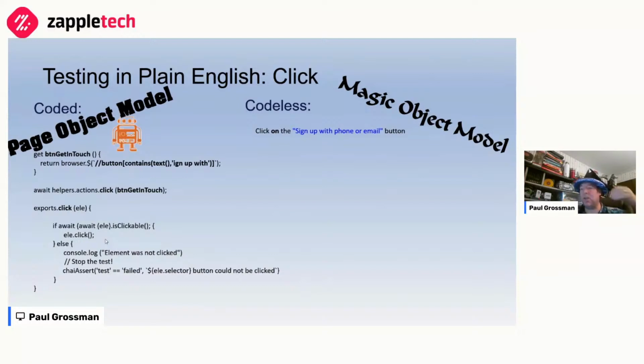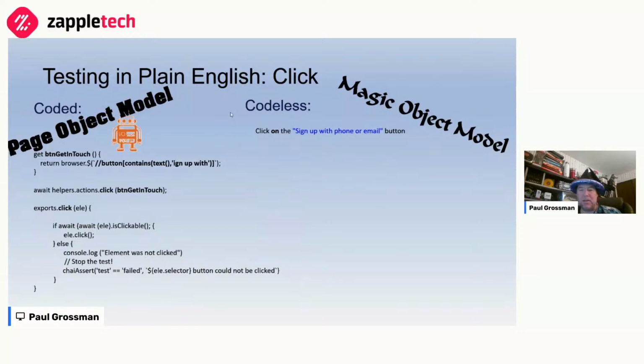If it's not clickable, there's a good chance that your element may exist, but it's hiding behind a tab somewhere. If we can't click on this, we're just going to say, hey, the element wasn't clicked, do our assert and say the test failed, and output some information like which button could not be clicked. Outputting the selector is great. Now, in Codeless, click on the sign up with phone or email button.